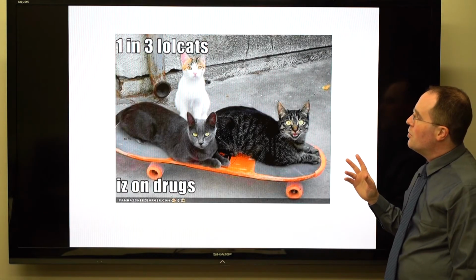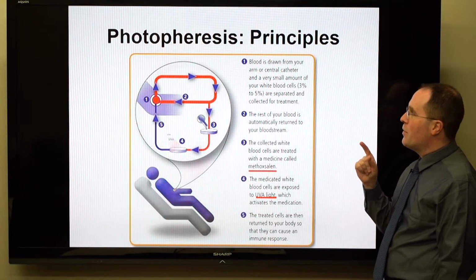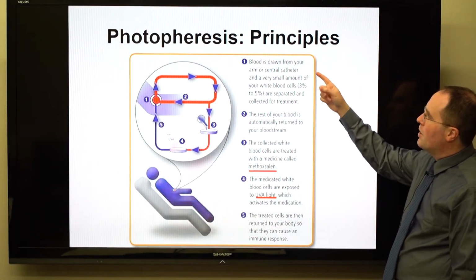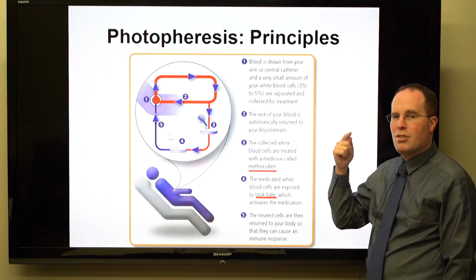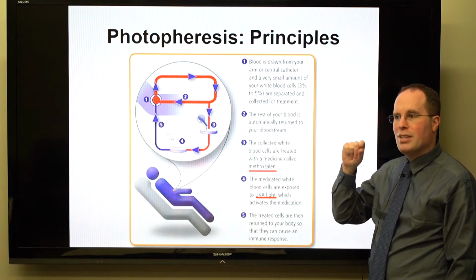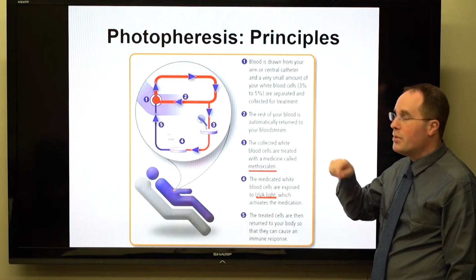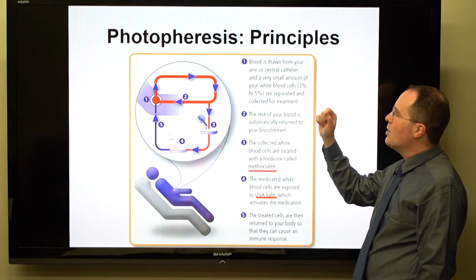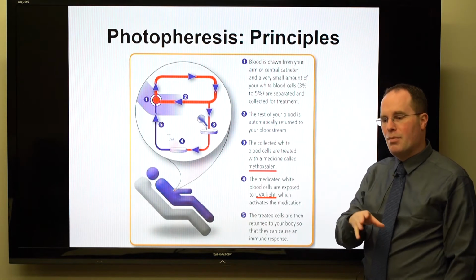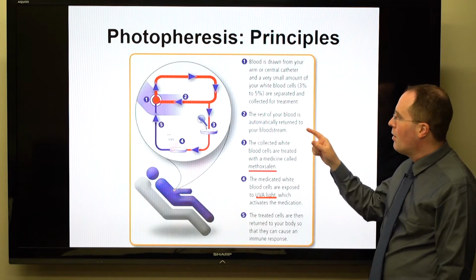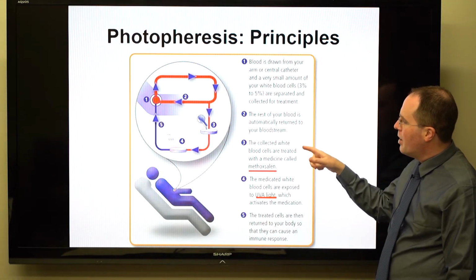Now moving on to something involving drugs. How does photopheresis work? Step 1, you remove some blood, and then you put it in a centrifuge and separate out red cells, white cells and platelets, and plasma. And what we're targeting in photopheresis is the white blood cells. So a small percentage of your total white blood cells are put into the machine, and then all the other components of the blood go back to the body.